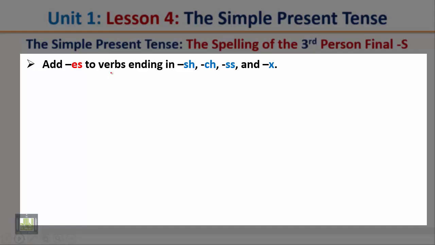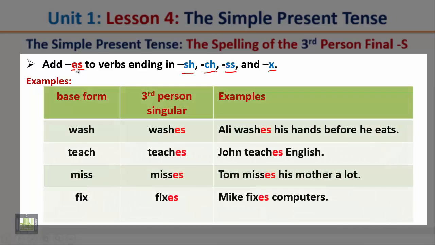Add ES to verbs ending in sh, ch, s, x. So if the verb ends in sh, ch, s, or x, we add es to this verb. Examples. Wash. Notice here, the verb wash ends in sh. So we add es. Example, Ali washes his hands before he eats.